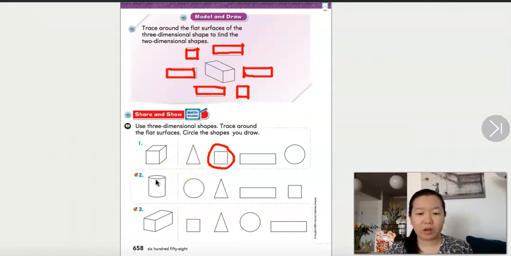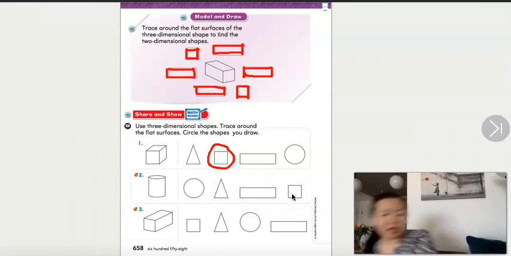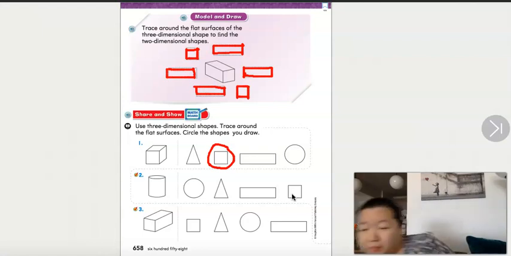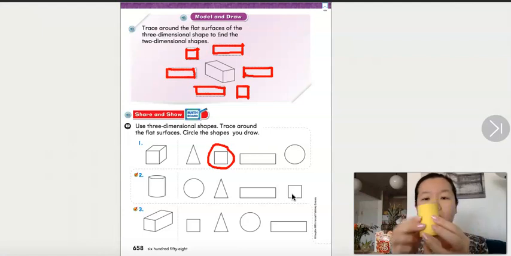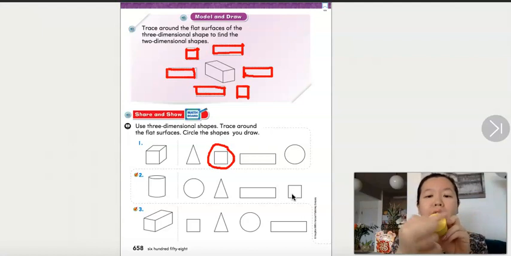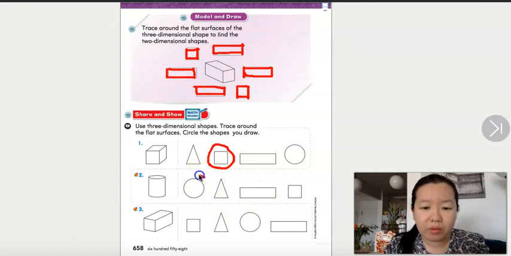The cylinder has one flat surface, and on the bottom here it has another flat surface. So let's take a look. Is it a circle, triangle, rectangle, or square? Let me grab mine and I'll show you how it looks. You see here, there are two flat surfaces, one, two. Right here is a circle, and the other side is a circle too. So this is a circle.